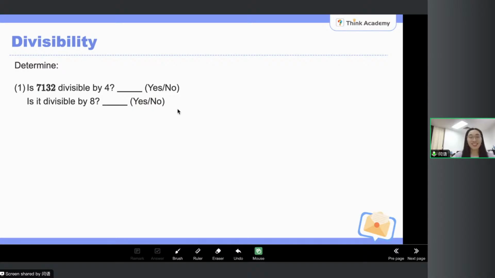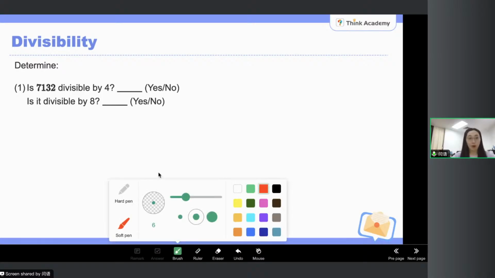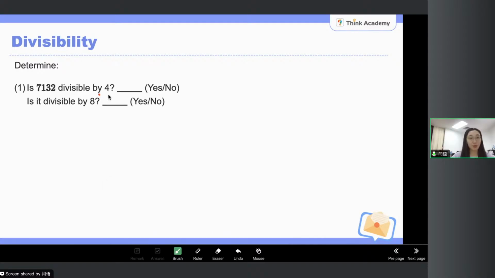Following this, it's your turn. Tell me. Well, this is a big number. 7,132. Is it divisible by 4? Yes or no? Think about it, divisible by 4, what should we do?